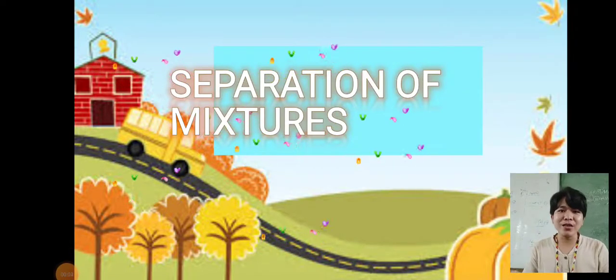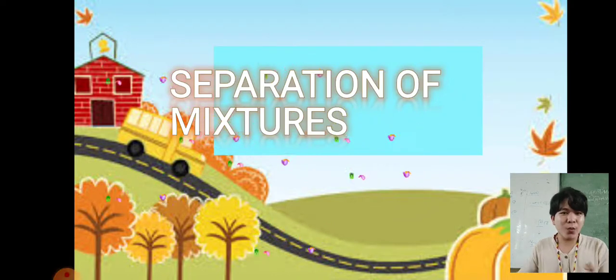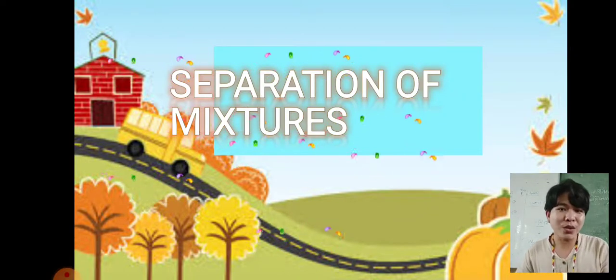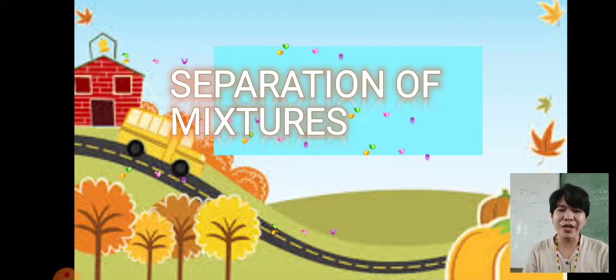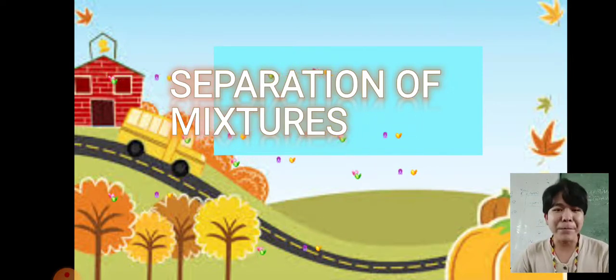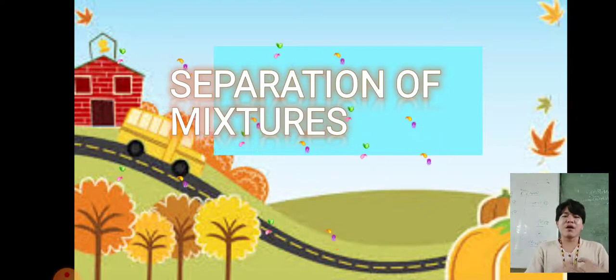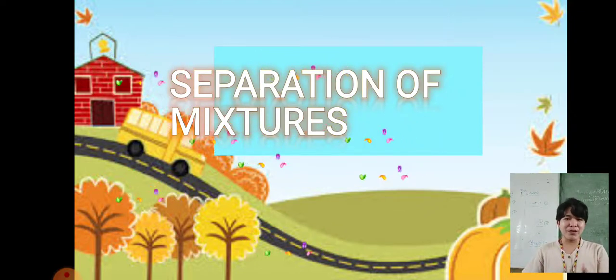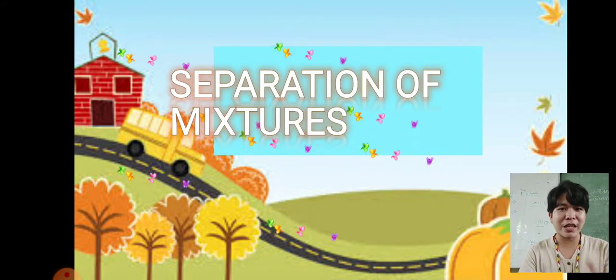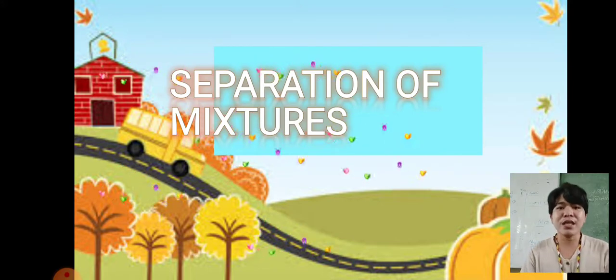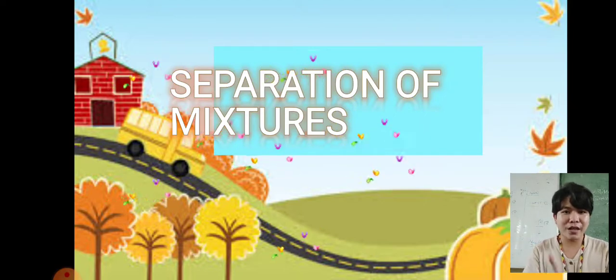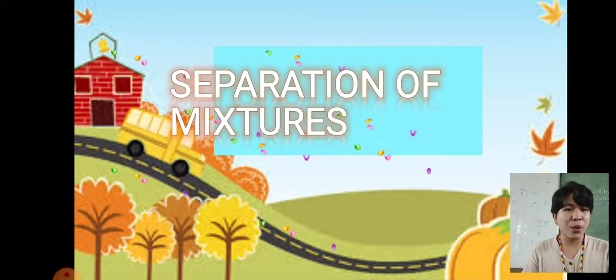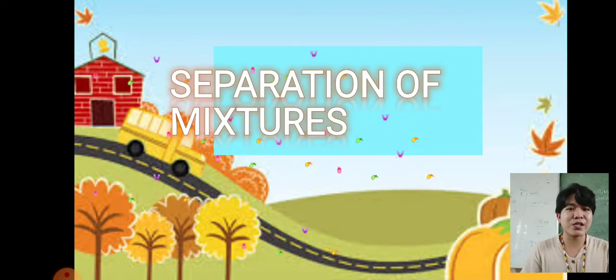Of course, in continuation with what we discussed in Unit 2 about the contents of chemistry, we will discuss now the separation of mixtures. Based on the module or the learning material that I give to you, a mixture has two types: homogeneous and heterogeneous. When we say homo, therefore, it is uniform.